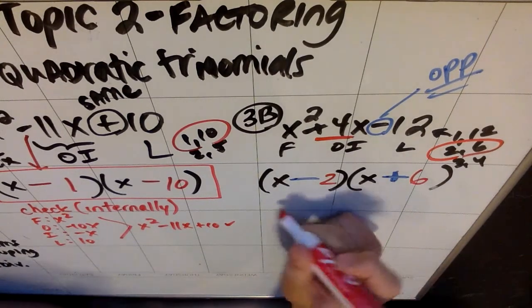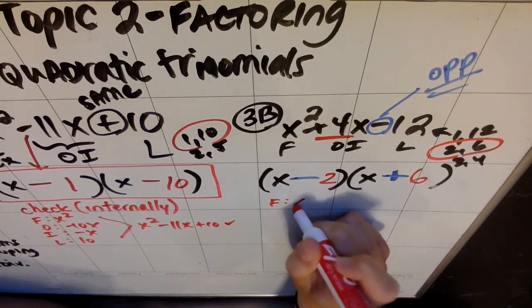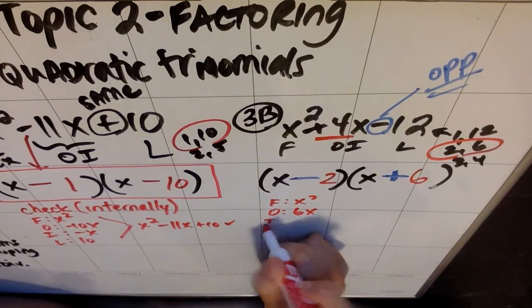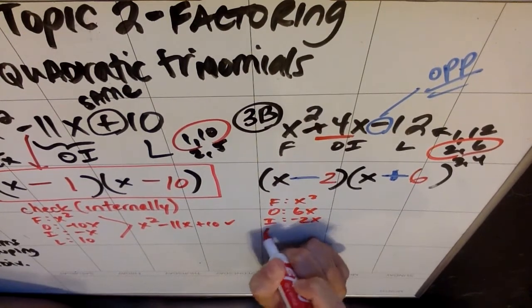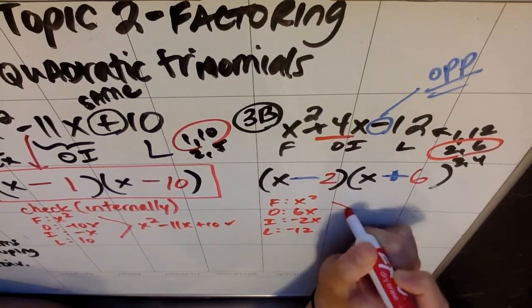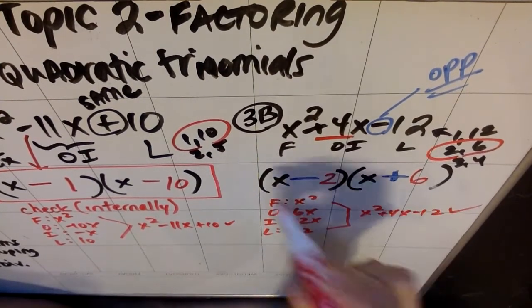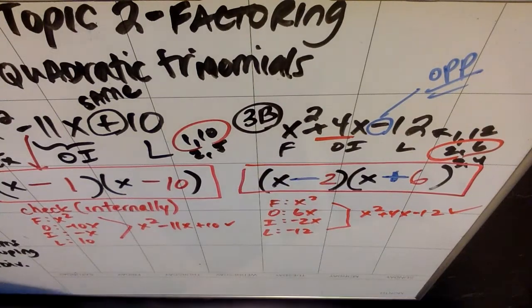So when I FOIL to check this, my first term is x times x, which is x squared. The outer term is a 6x. The inner term is a negative 2x. And the last term is a negative 12. So sure enough, when I put all this together, I get x squared plus 4x minus 12, and I am correct. This is my answer, right?